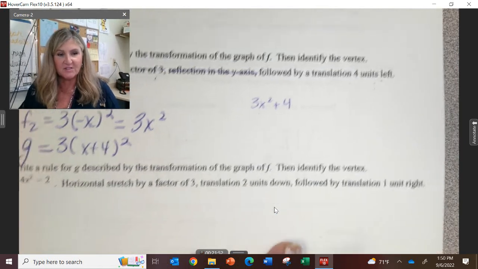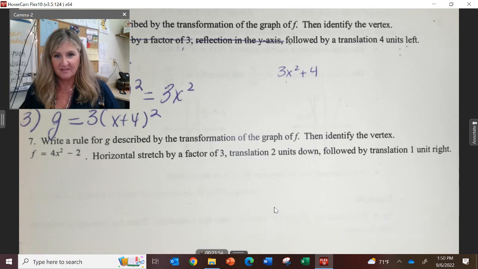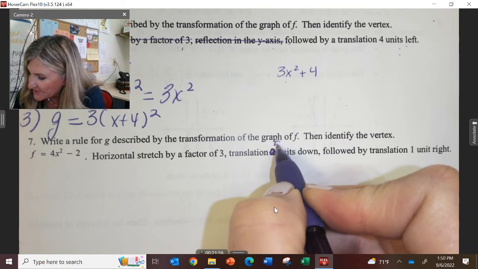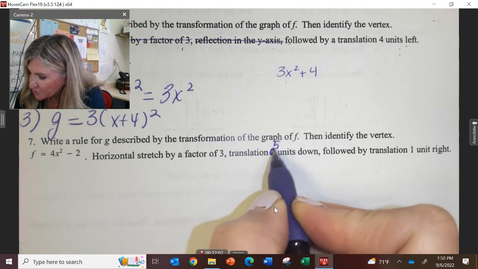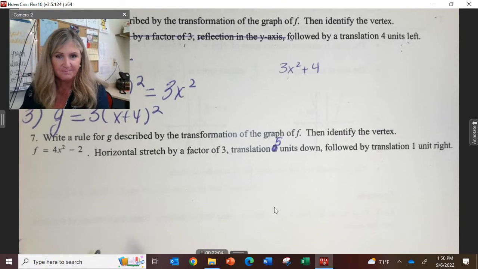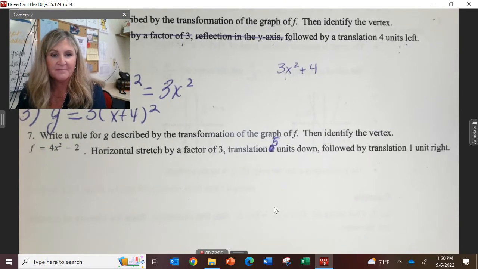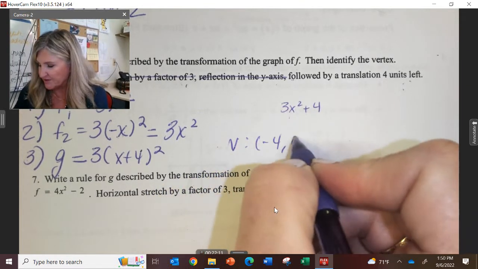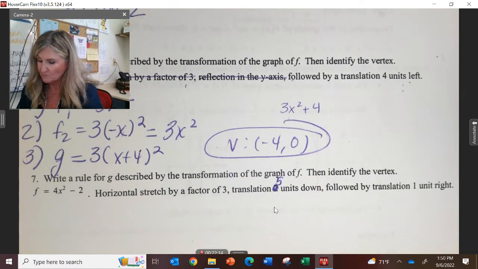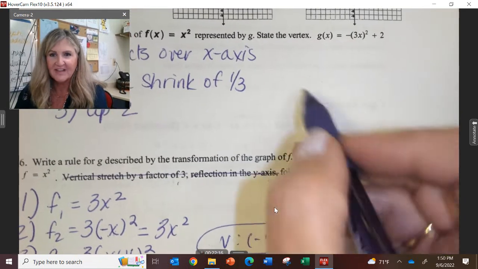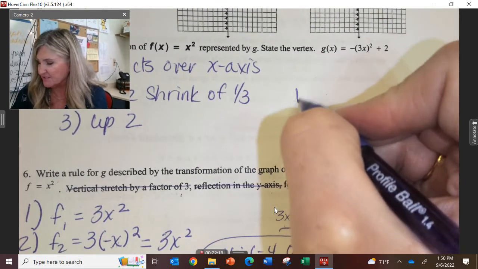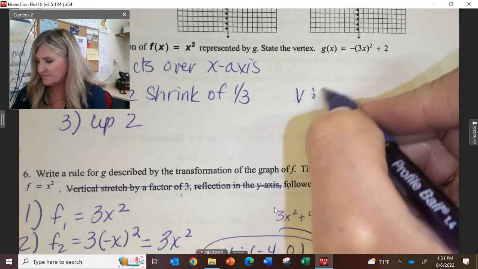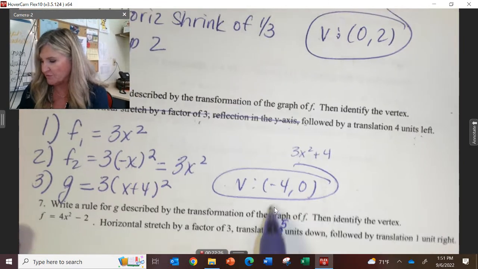All right, you guys try this one now. Instead of going 2 units down, I want you to go 5 units down. Where it says translation 2 units down, let's make it 5 units down. Oh, I forgot to identify the vertex. The last one, the vertex is negative 4, 0. Guys, go back up here. I'm sorry, I forgot to put the vertex on these. What's the vertex on this one? 0, 2. Good. And this one was negative 4, 0.